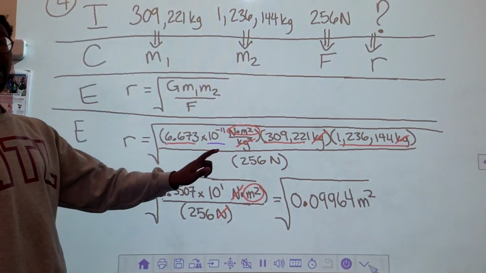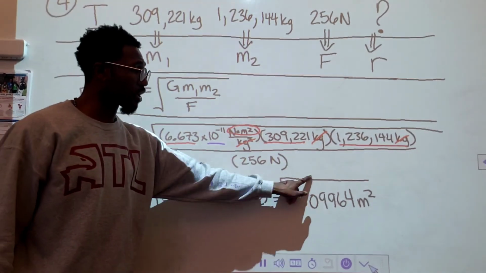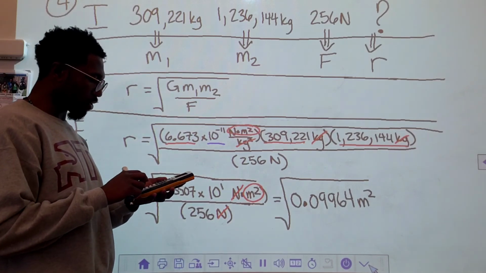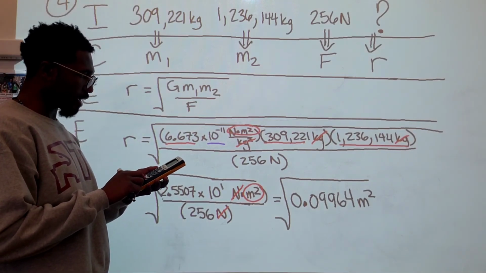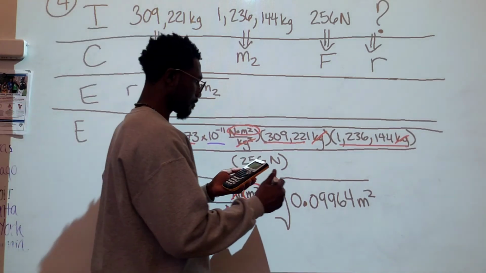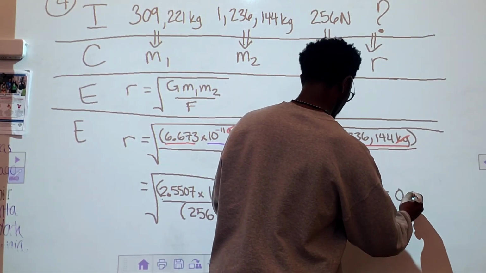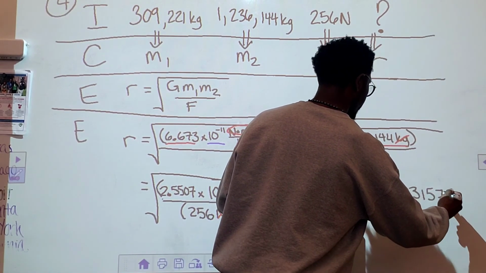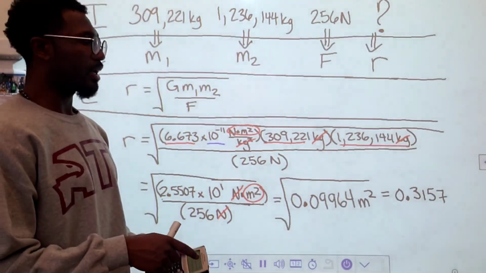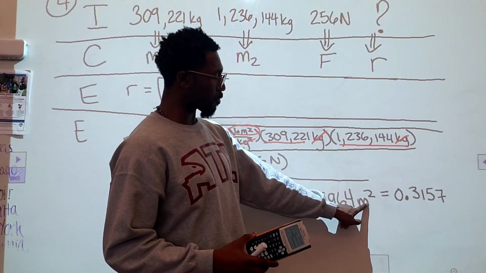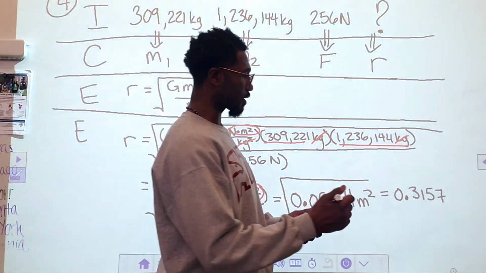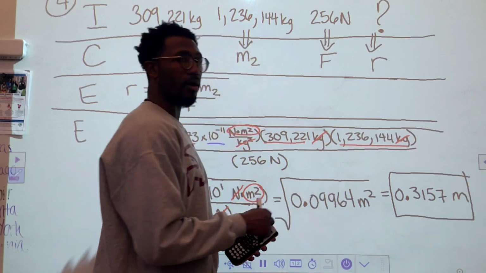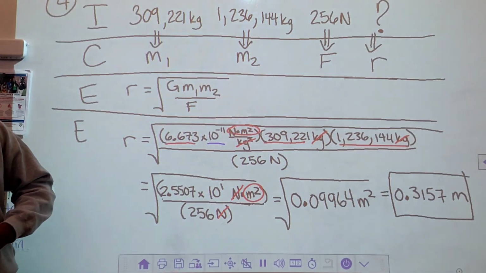So we're not done yet, right? Because we still have to take the square root of this to find our final answer. So let's go ahead and do that. Square root of 0.09964 equals 0.315, and we'll round that up to 7, okay? So that's our number, and our units are going to be the square root of meters squared, which is just meters. All right, so this is the answer for R. That's the distance apart that these objects are.